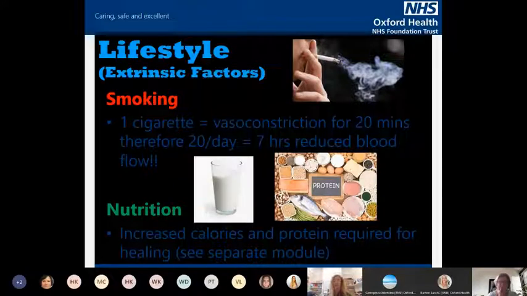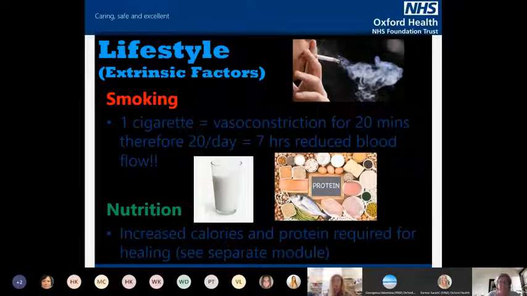So trying to encourage our patients, I know it's difficult if someone's got a long smoking history, but smoking cessation advice, just anything really that we can do, even if they're cutting back, because like we say, for every cigarette, that has a huge impact on the blood flow.